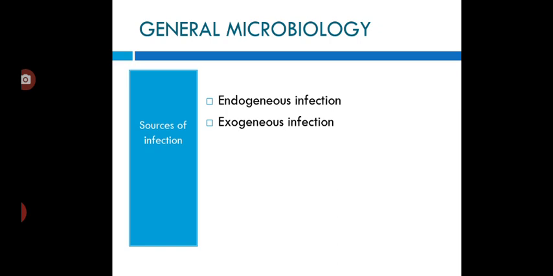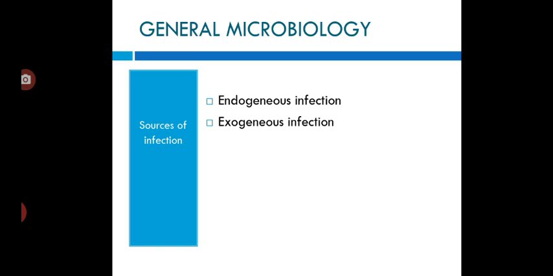Disease can occur when microbes included in the normal microbial or bacterial flora enter a sterile area of the body such as the brain or muscle. This is considered an endogenous infection.